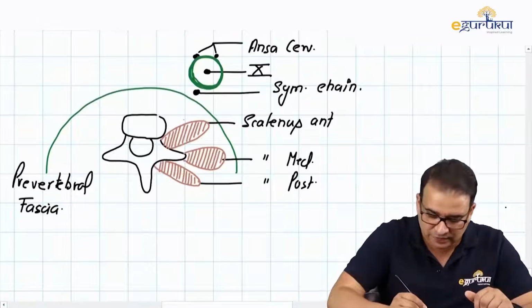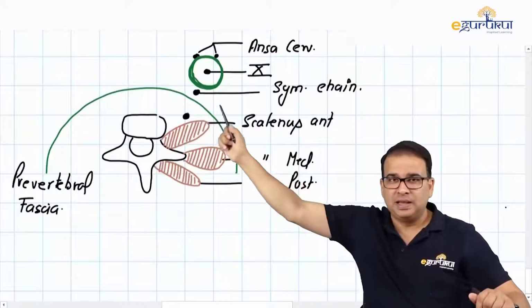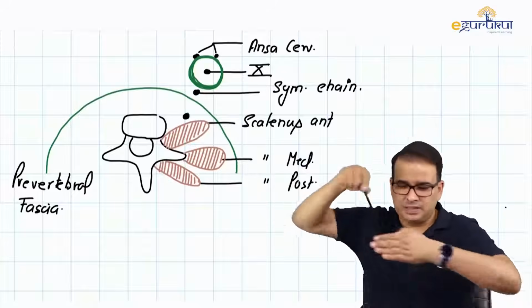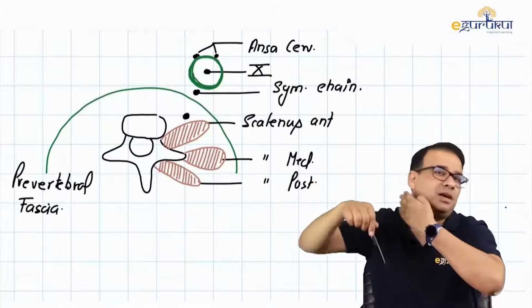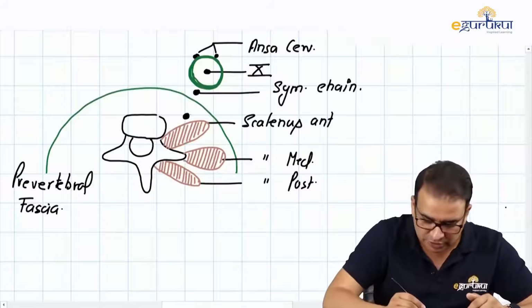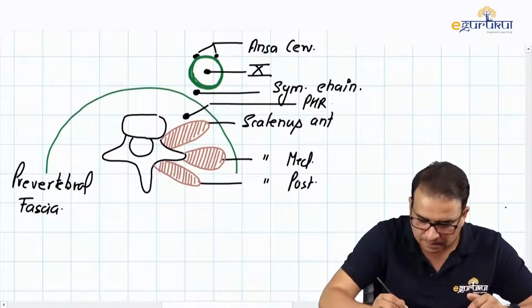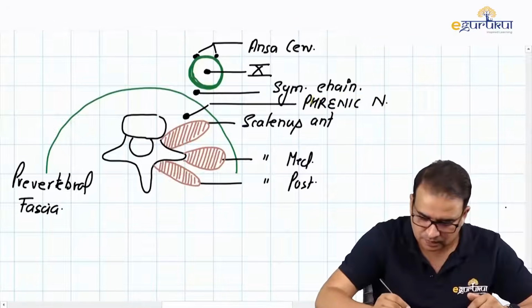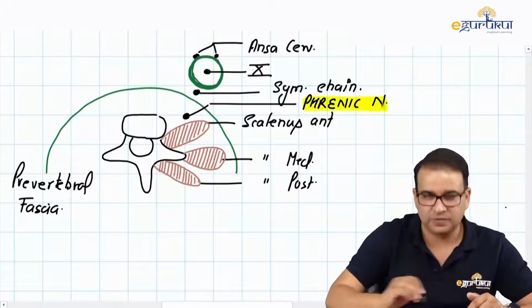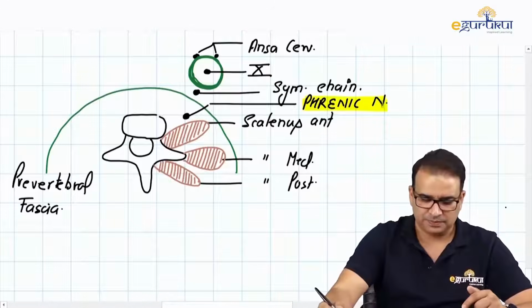It is present in front of scalenus anterior, but importantly, behind the prevertebral fascia. Please note that. It runs in front of the scalenus anterior only. That's the main thing about its course. But yes, it is hidden behind the prevertebral fascia. That's where the phrenic nerve is located. It's in front of scalenus anterior, behind prevertebral fascia.